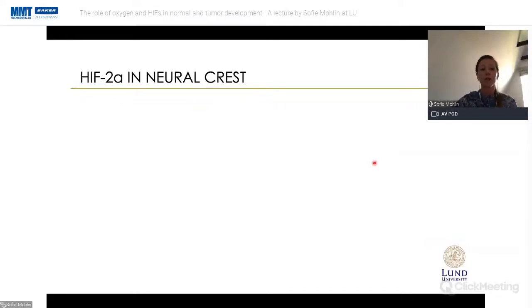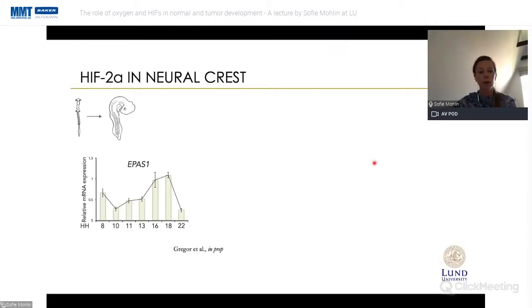Okay, so I'm going to go into then HIF-2 alpha that we focus on, and what we are doing with or looking at HIF-2 in the neural crest. So I'm going to just start with the chick embryo, and over the time course, we see that HIF-2 alpha mRNA is expressed, and it peaks around Hamburger-Hamilton stage, which is what we in the chick embryo field count age or development in. You don't have to understand what it is, other than it's over the course of a couple of days.